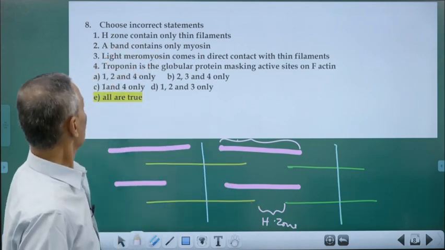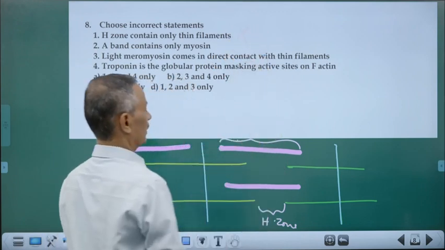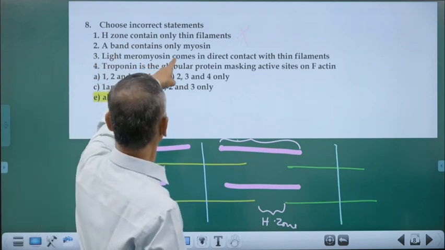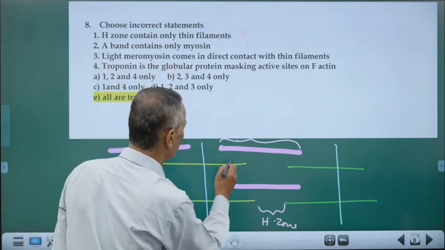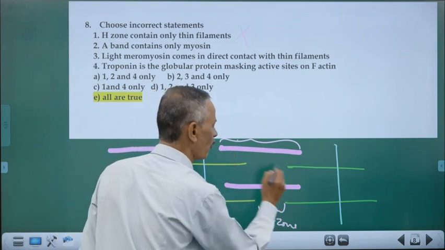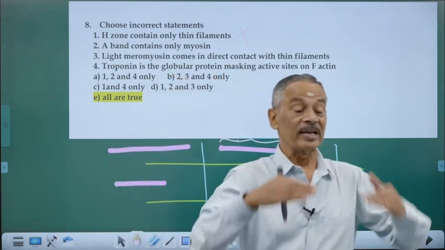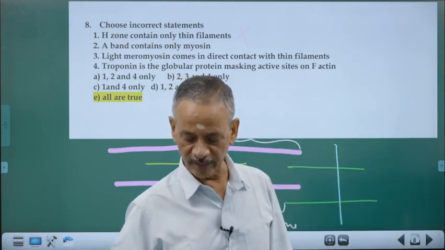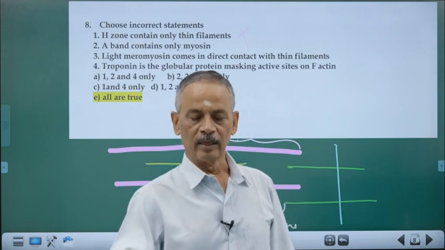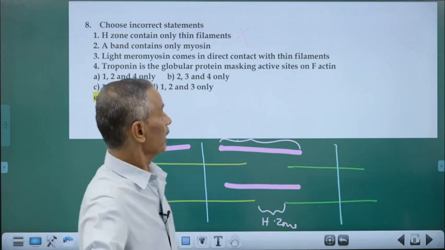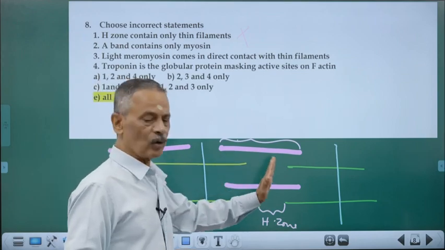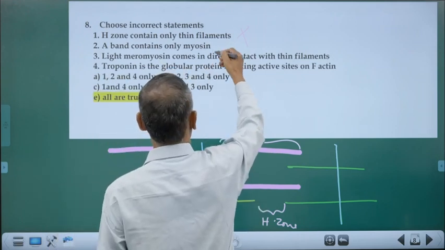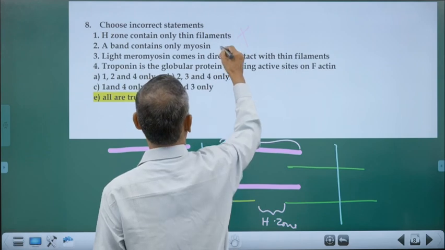Oh, no. It is containing only thick filaments. A band contains only myosin. No, A band has myosin which is slightly overlapped. Even if the muscle is fully relaxed, there is some degree of overlapping. Some degree of overlapping is always there. You have only a part of the end of the thin filament overlapping. So, A band contains only myosin is again wrong.